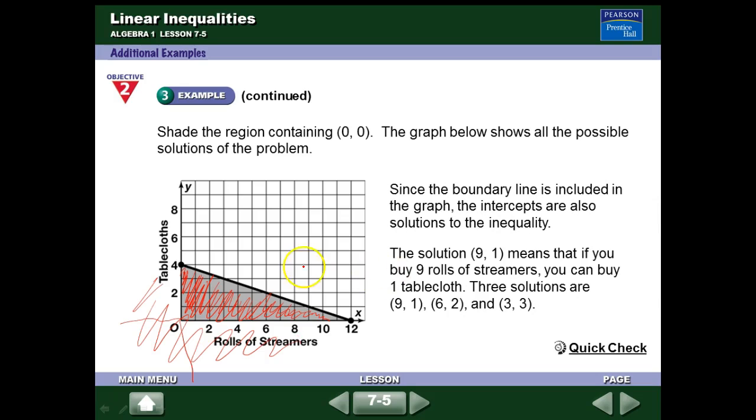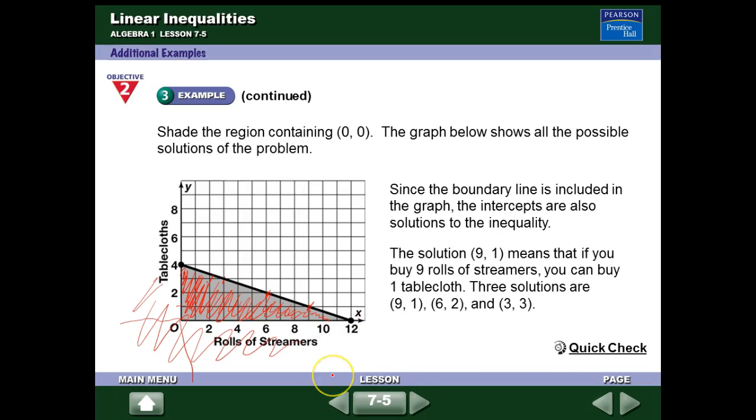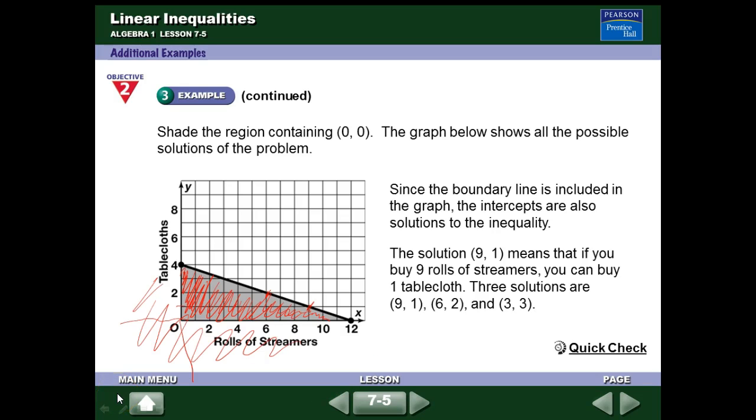So what is this saying? Let's take the solution 9, 1 right here. I could buy 9 rolls of streamers and 1 tablecloth, okay, and get my $24. Or I could buy 6 rolls of streamers and 2 tablecloths. I could buy 3 rolls of streamers and 3 tablecloths. These are different options you could choose and still spend your total of $24. And that's all we have for section 7.5.